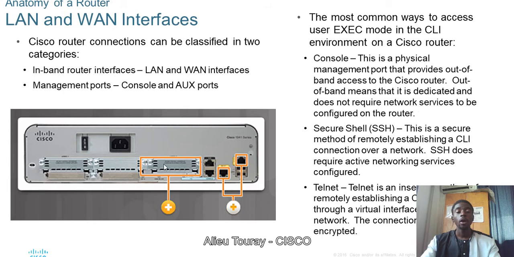LAN and WAN interfaces. Cisco routers have WAN interfaces and they have LAN interfaces. These are the interfaces that connect. The LAN interfaces are, for instance, Fast Ethernet and Gigabit. The WAN interfaces are like the serial connections that will be used.